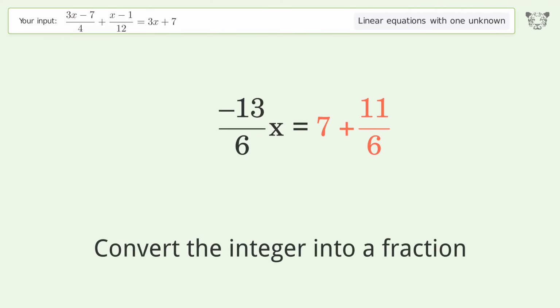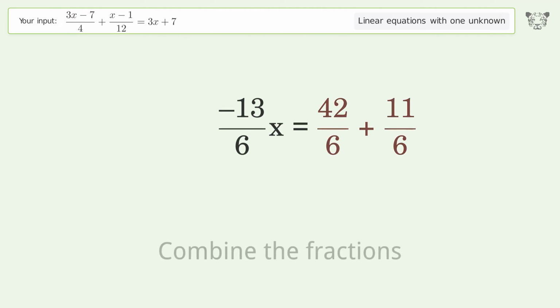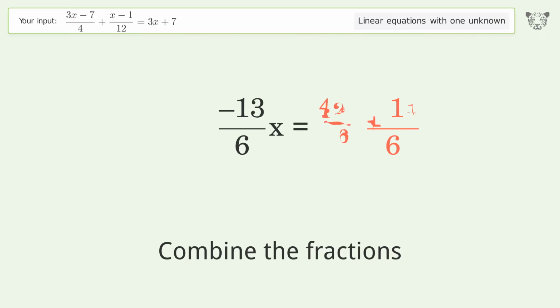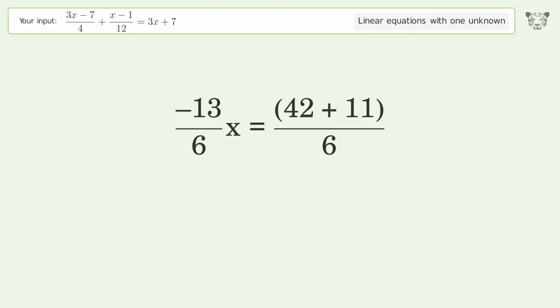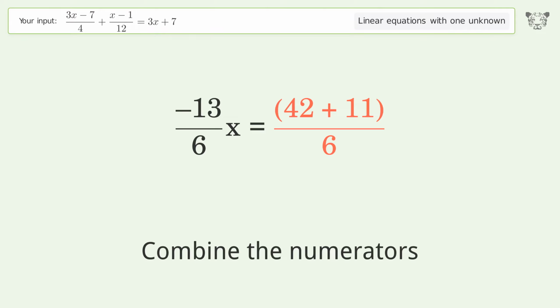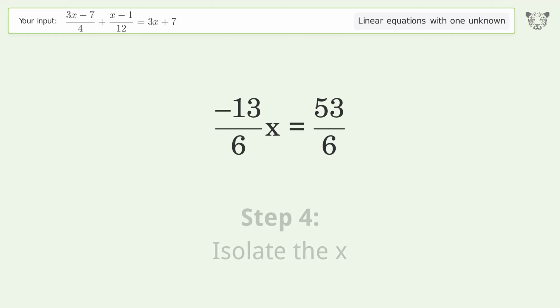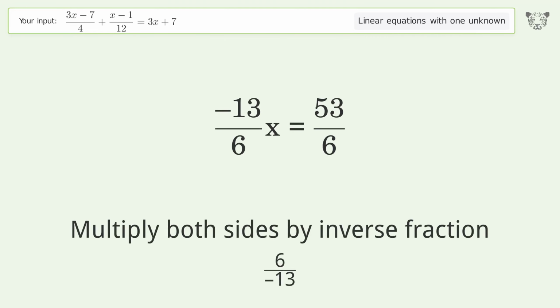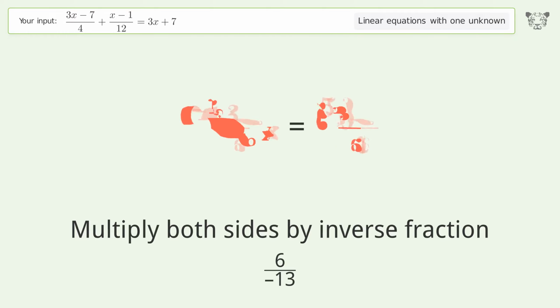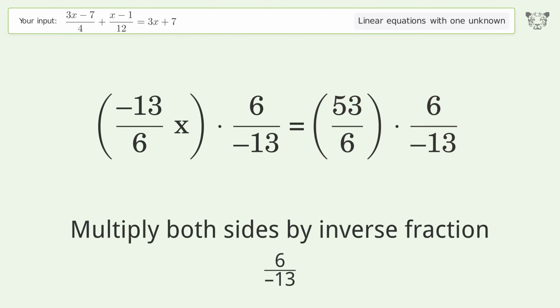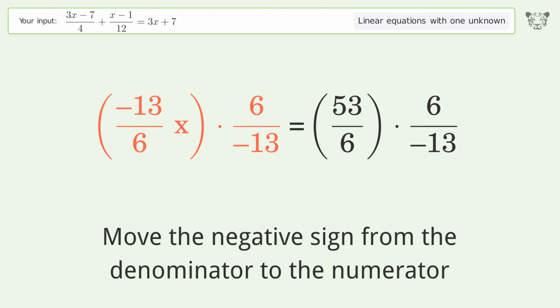Convert the integer into a fraction. Combine the fractions. Combine the numerators. Isolate the x. Multiply both sides by inverse fraction 6/-13. Move the negative sign from the denominator to the numerator.